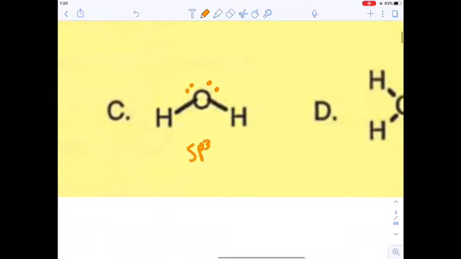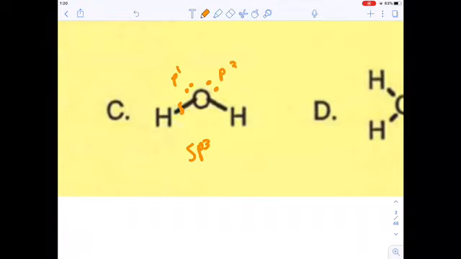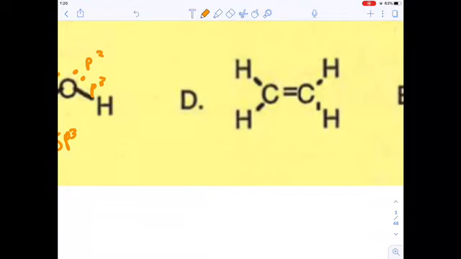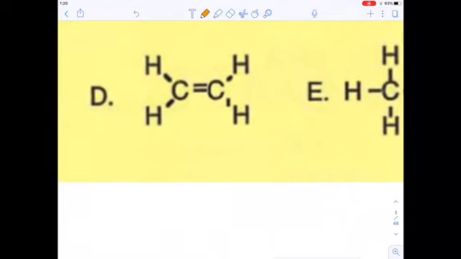Looking at water, you have 2 lone pairs on the O and 2 sigma bonds. So that's going to be sp3 hybridized, because S, P1, P2, P3. Just a review on how to tell the hybridization of orbitals. So looking at this carbon, you have 1 sigma bond here and 1 pi bond, so that doesn't count.